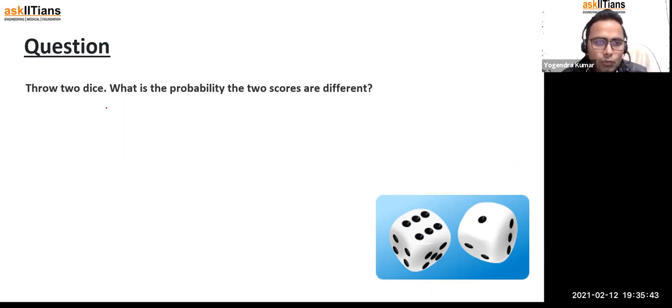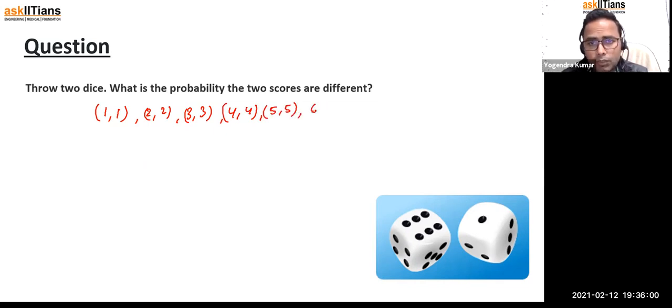Different means they don't want 1-1, they don't want 2-2, they don't want 3-3, they don't want 4-4, they don't want 5-5, and they don't want 6-6, right? So see, I'm looking for the probability for a score of different, but if the score is the same on both the dice, so this is basically E prime, the opposite of what we want to find out.